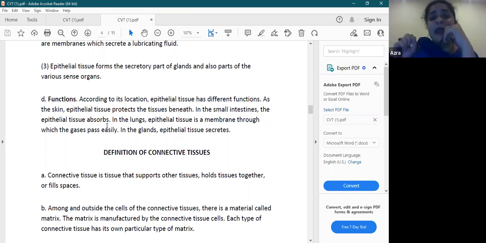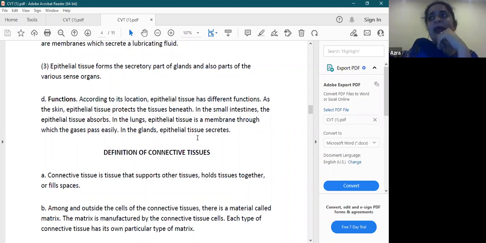In the small intestine, vitamins, minerals, water and food material are absorbed. So epithelial tissues absorb. And in the lungs, epithelial tissue is a membrane through which the gases pass easily. In the lung, carbon dioxide is released out and oxygen comes inside the body. So these gases pass through with the help of epithelial tissues.